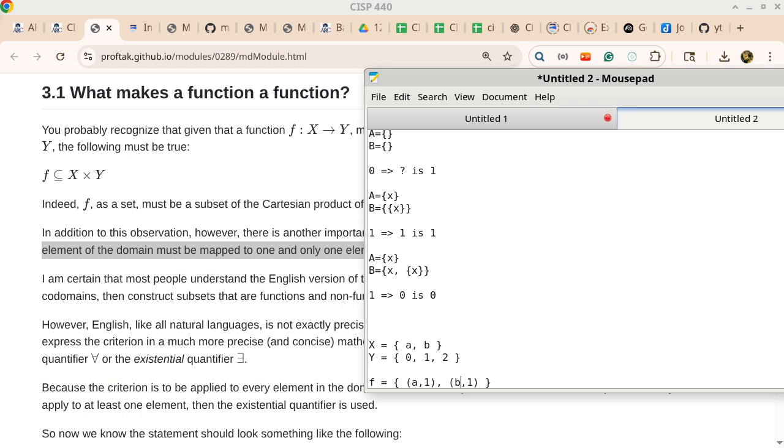If I change B to 2, oh, you mean this to 2? It will still work because 2 is also one and only one element in Y. So it works.